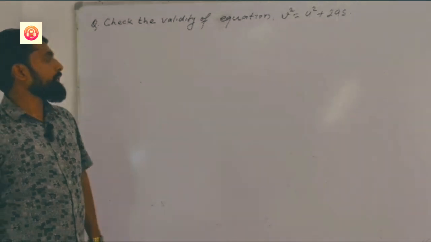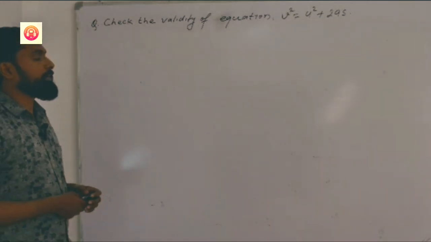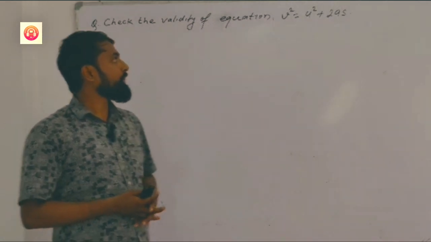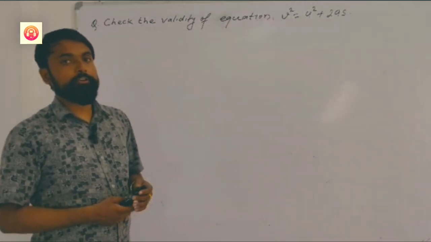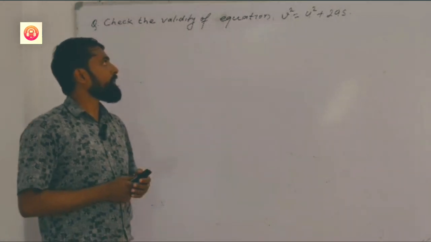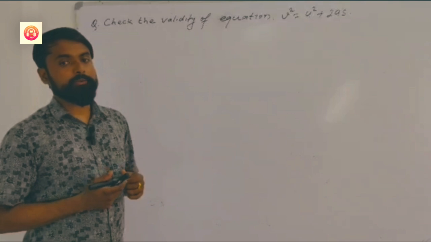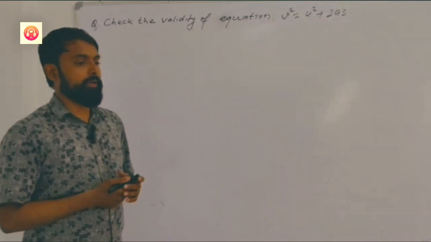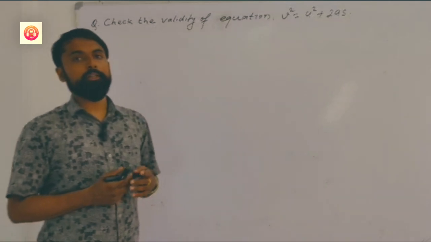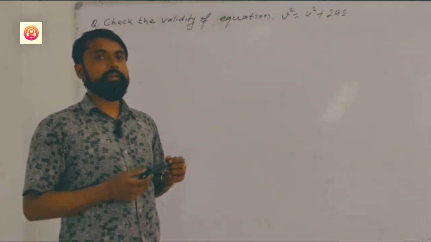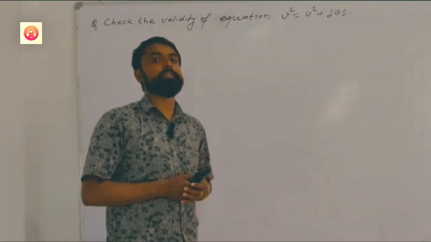Okay, our next question for today is: check the validity of the equation v square equals u square plus 2as. We check the validity of this equation by the unit-wise analysis method. In this method, if the unit on LHS is equal to the unit on RHS, then the equation is valid.